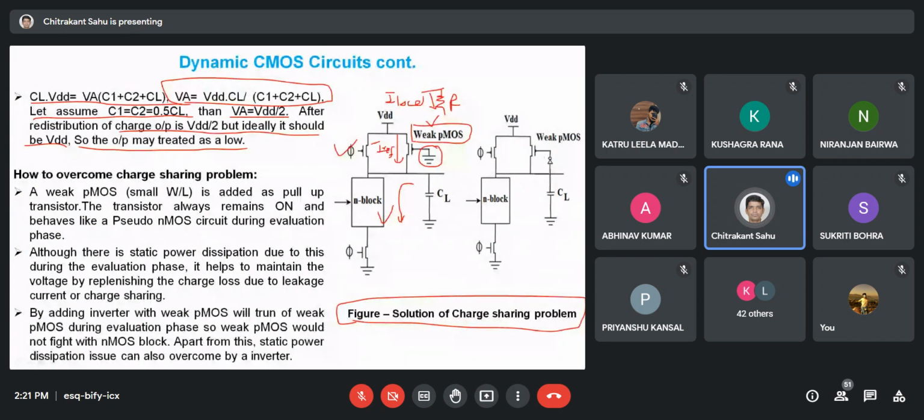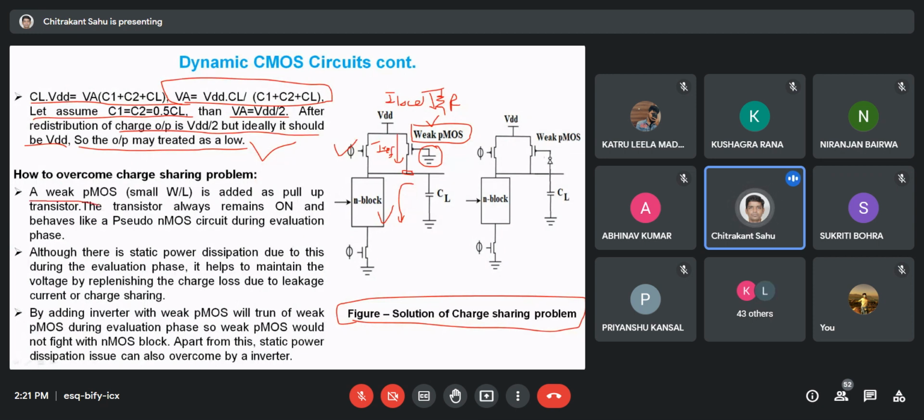So we will be providing a very small amount of current to this particular node, so that the charge at this particular node will always be at VDD. It should not go down like VDD by 2, as in the case of charge sharing. Are you getting the point? The solution.